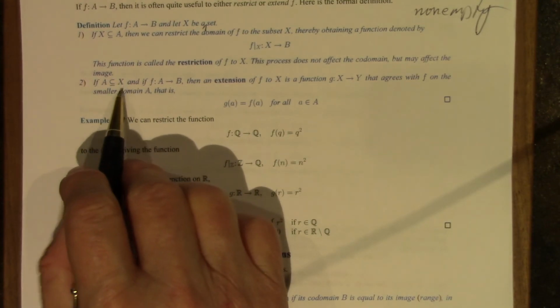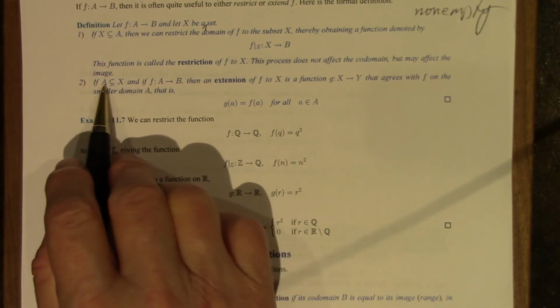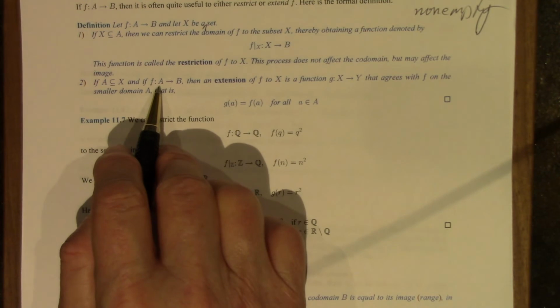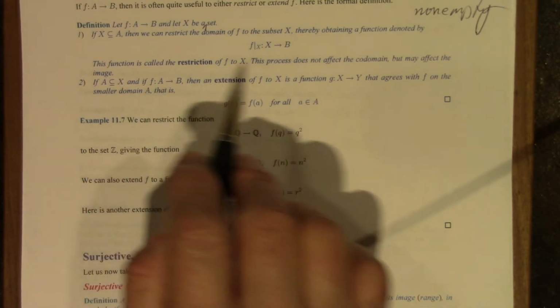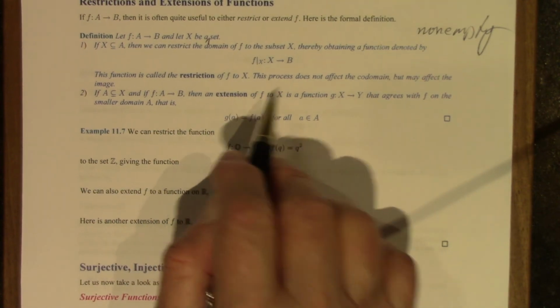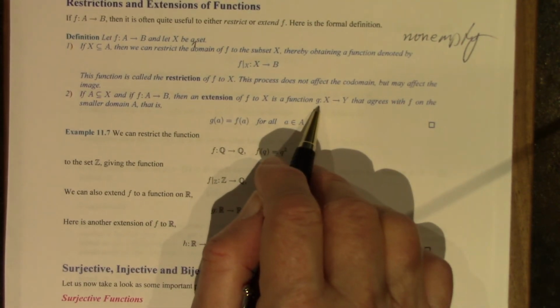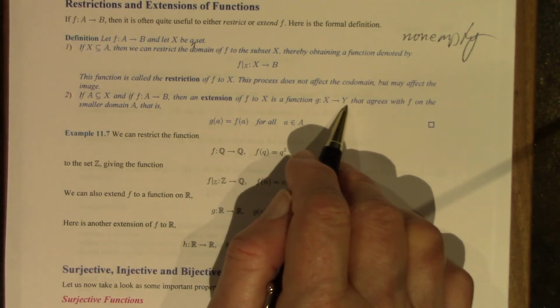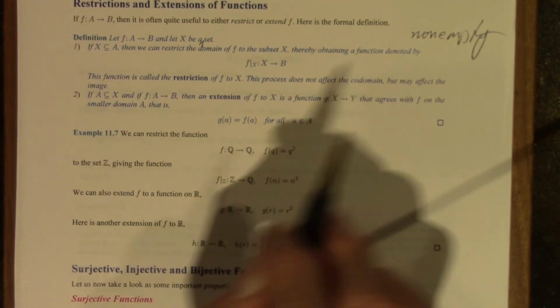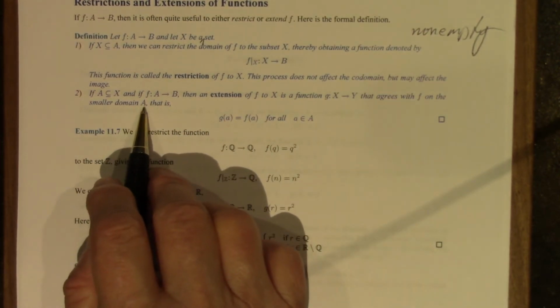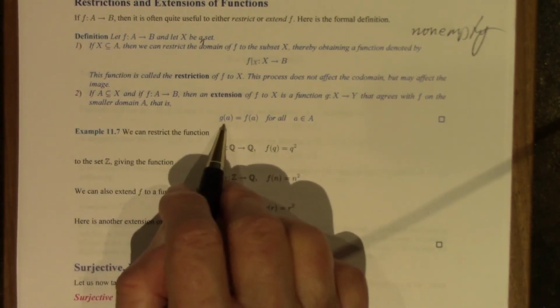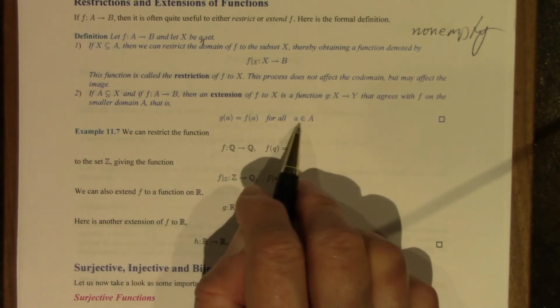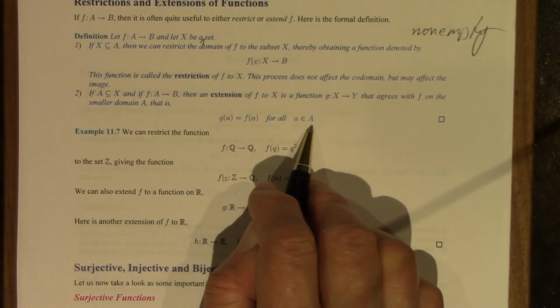Going in the other direction, if X is a superset of the domain of F, then an extension of F is a function G from the bigger domain, now the bigger set X, to some other set that agrees with F on the smaller domain A. So G of a equals F of a for all a in A.